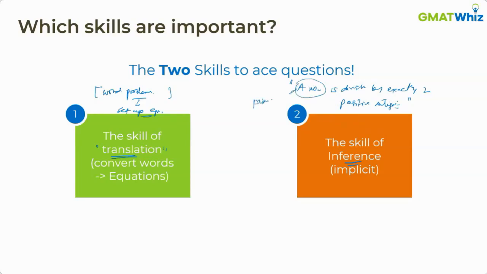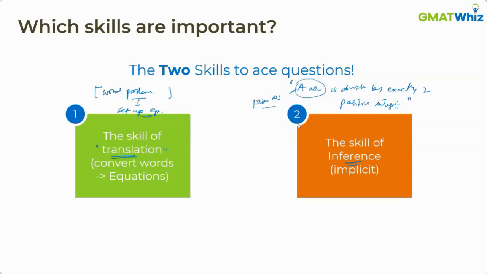Now, if you're not aware of the properties of prime numbers, if you haven't brushed up your concept, then you might miss out on these assumptions. The moment you miss out on these assumptions, you might not know how to set up your equation also, and even if you set up an equation, you might not know what to do with it.